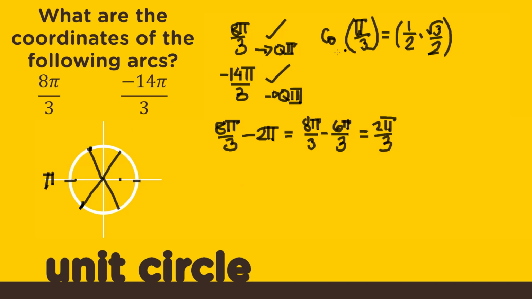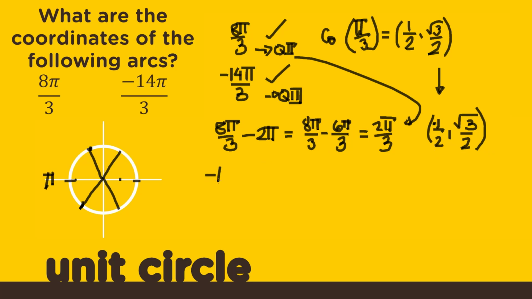Again, it's on quadrant 2, right? This would mean that we have the same here. We have 1/2 and square root of 3 over 2. But as you can see, our location is on the second quadrant. Our x is negative. Either of the two are possible. Nevertheless, you will have this as your coordinate.